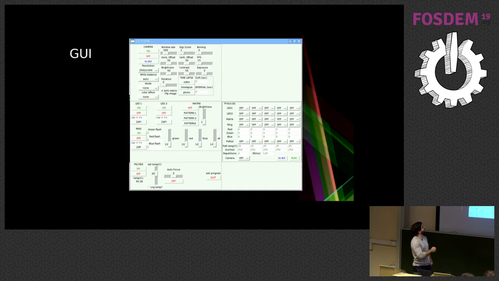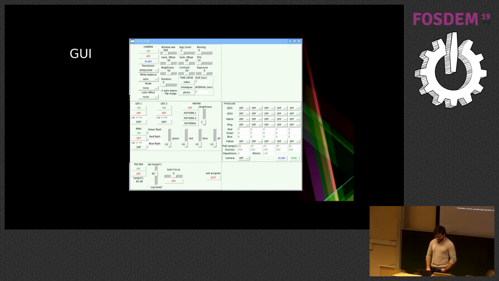This is the user interface. So basically, you can turn these classes on and off, and here's how the protocols look. If anybody has experience with user interfaces, we would really love some help to improve this, because it works, but it's not fantastic.